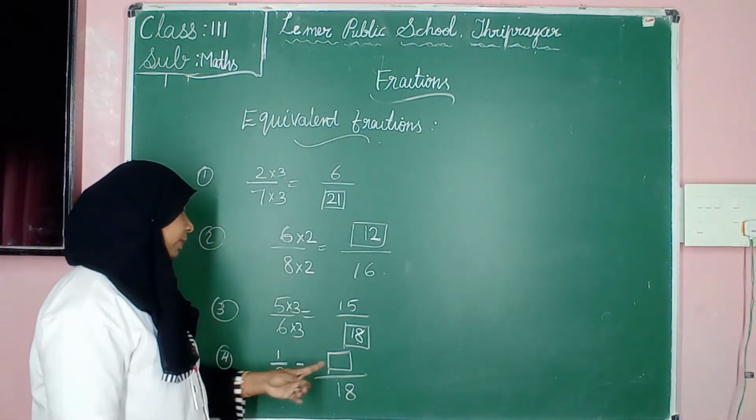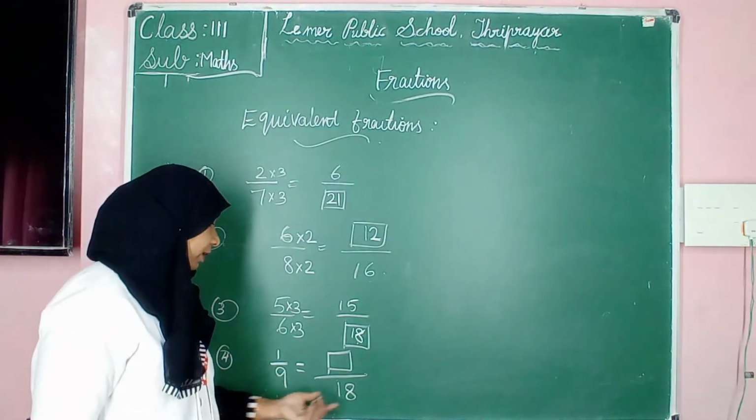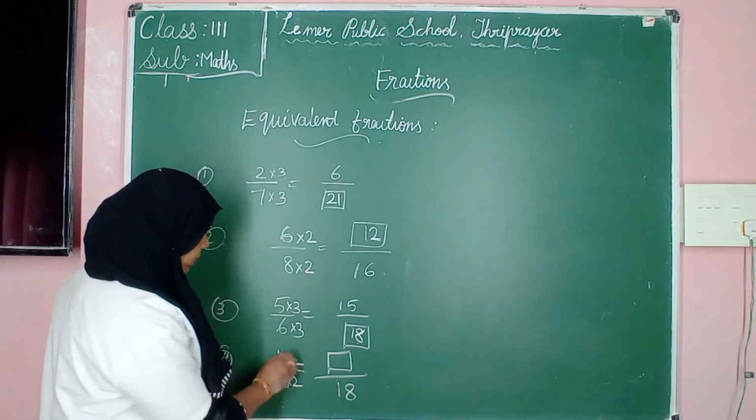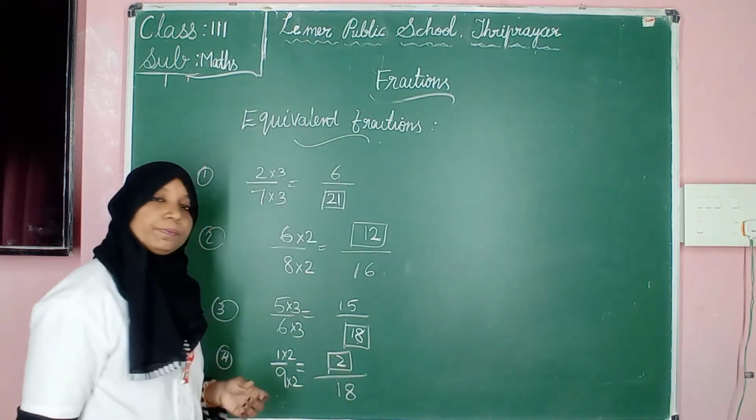Okay, children. The last one. 1 by 9 equals dash by 18. Here 9 becomes 18. Multiply by 2. So the numerator also multiply by 2. So 1 into 2 equals 2.